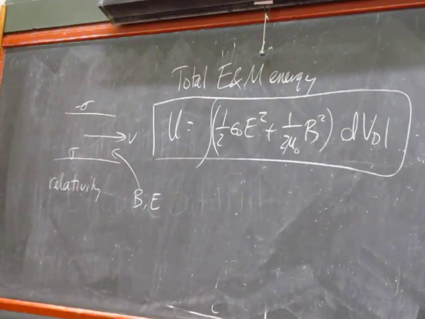I'm not going to talk about the toroid. You should just look through Purcell for the derivation of the B field of a toroid.